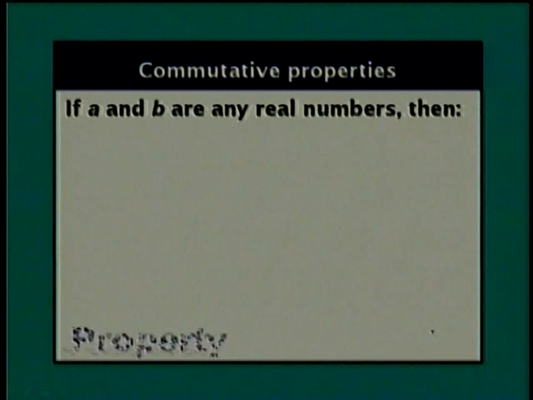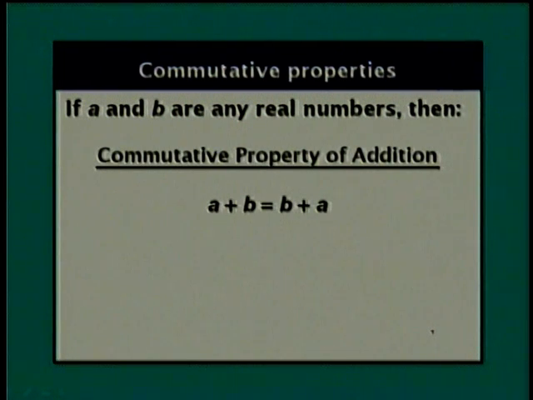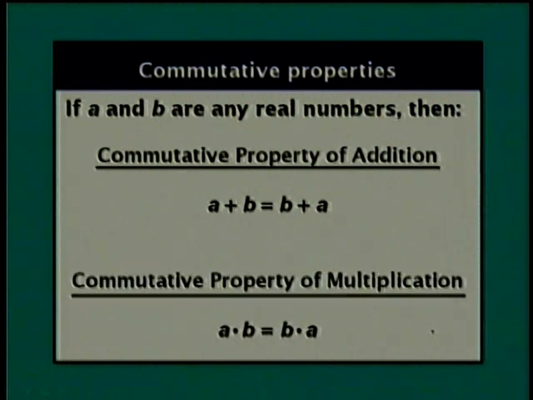So we have our 2 commutative properties. If A and B are any real numbers, then the commutative property of addition says that A plus B equals B plus A. And the commutative property of multiplication says that A times B equals B times A.